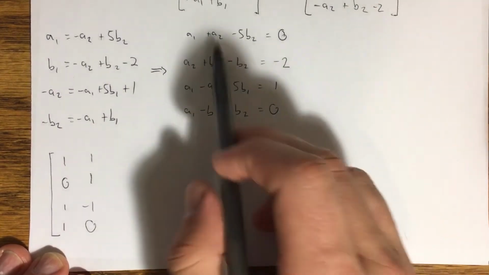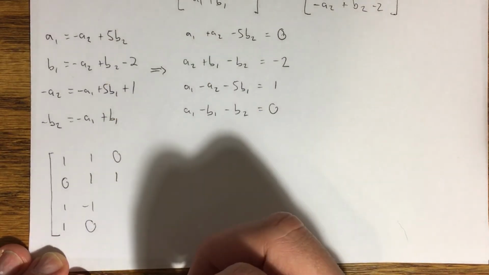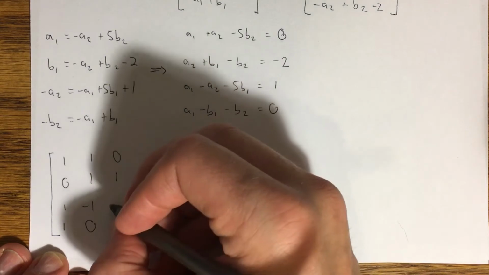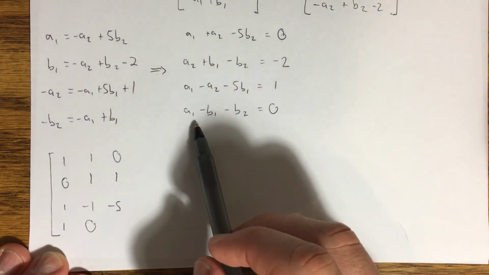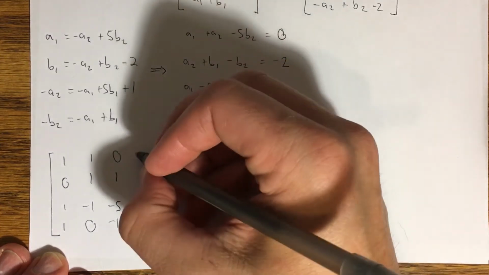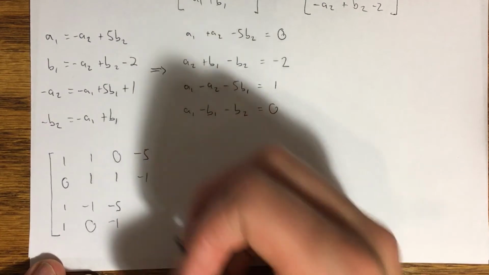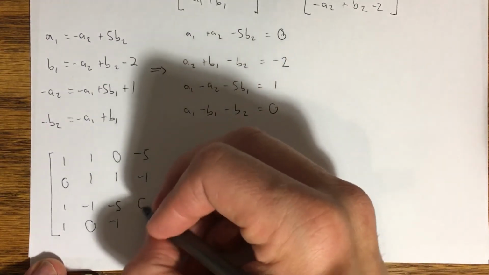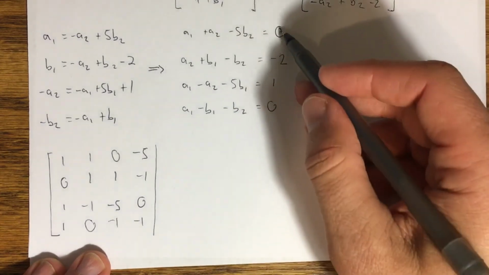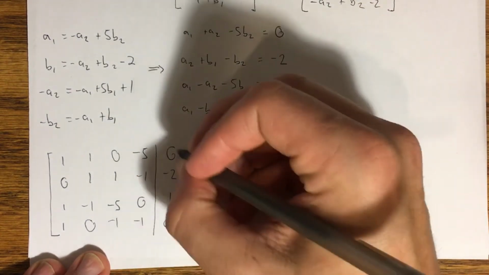For my B1s, I have a 0, 1, B1 over here, negative 5, and negative 1. And then for my B2s, I have a negative 5, I have negative 1, 0, negative 1. And then my constants, I have 0, negative 2, 1, 0.